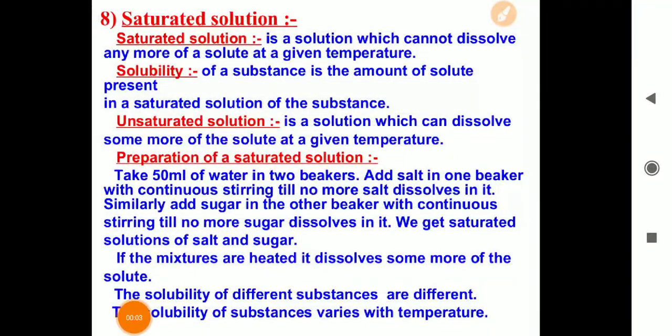Hello students, let us continue with the next topic. In the last period we have seen the saturated solution, what is solubility, and the unsaturated solution, and we have also seen the procedure of making a saturated solution.